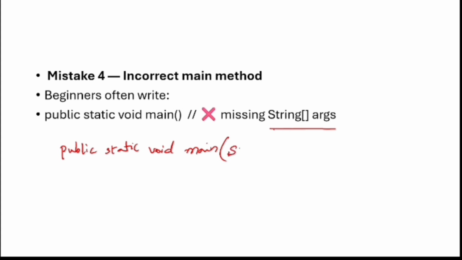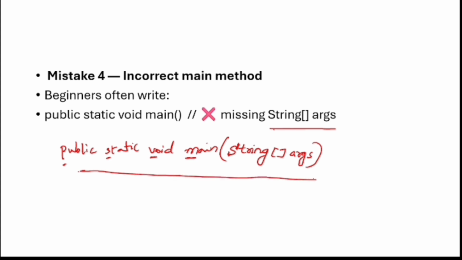String, S is capital here. Why? This String is a class, and you are passing a string array of arguments here. Okay, so this is a method. Public, P is small here, static is a keyword, right? So small, void, V is small here, main, M is small here. Okay, so this is the standard definition for the main method in Java.